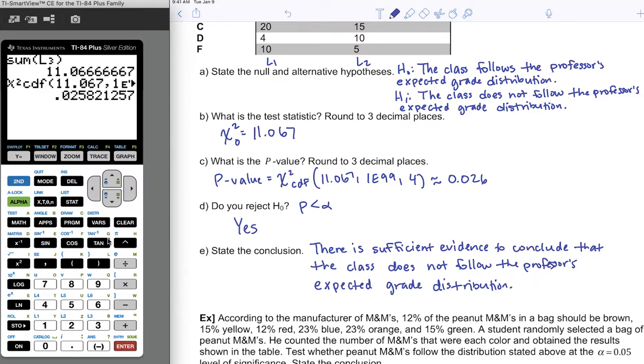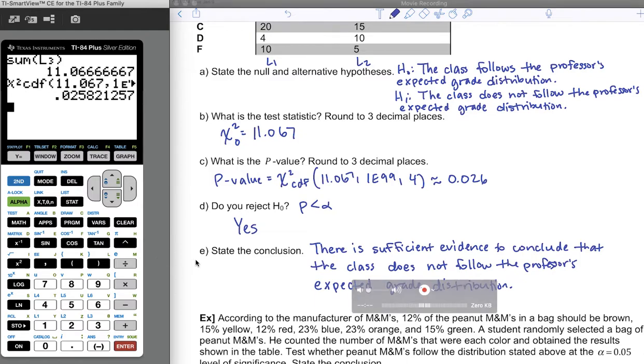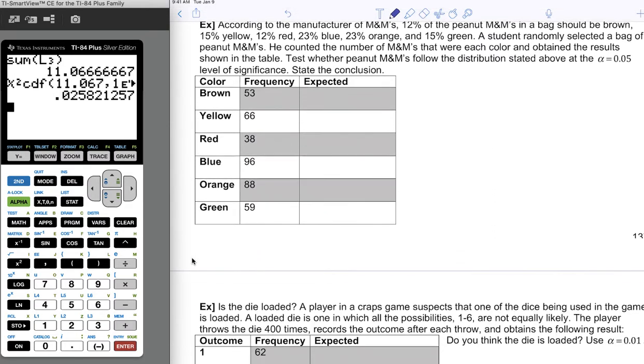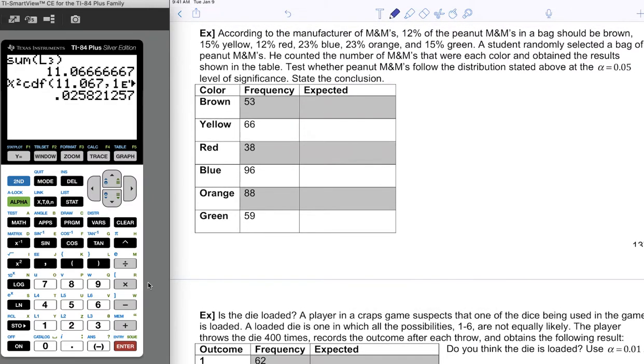Okay, let's try a couple more goodness of fit tests. So here's another one. According to the manufacturer of M&Ms, 12% of the peanut M&Ms in a bag should be brown, 15% yellow, 12% red, 23% blue, 23% orange, and 15% green.